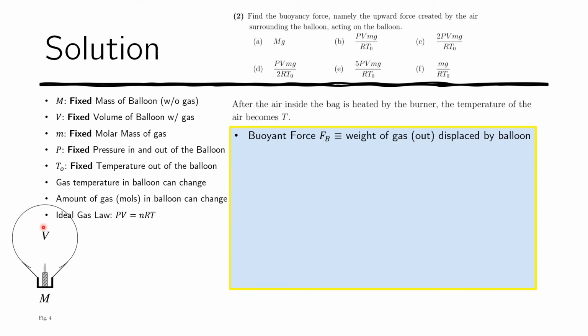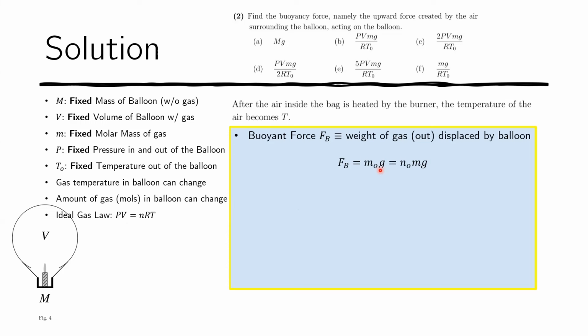The gas that is displaced by the balloon is the gas that would have been in this volume if the balloon did not exist. Because the balloon is here, some of the gas that would have been here is now displaced. We need to find the weight of that displaced gas. It's now scattered outside in the air outside of the balloon, and we need to find the mass and the weight of that gas.